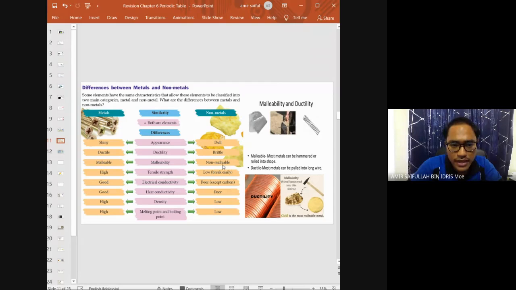But then for non-metal, they are not malleable. Like sulfur, they exist in powder. Like liquid, they like gas. You cannot actually shape them into any shape that you want. So they are not malleable.